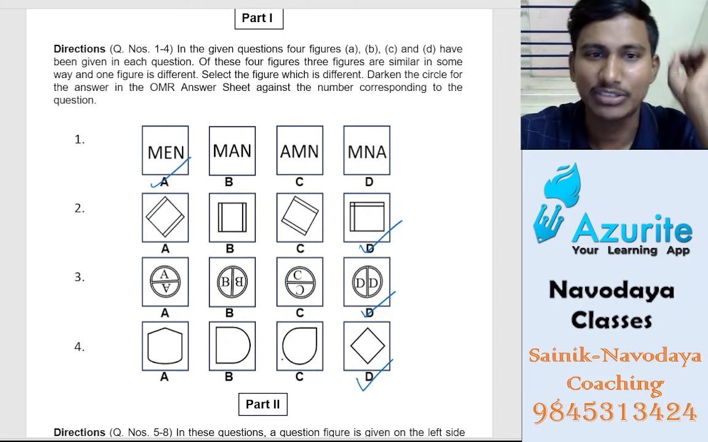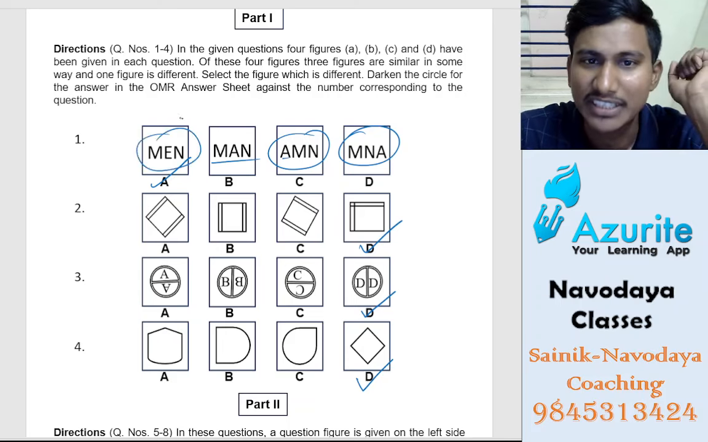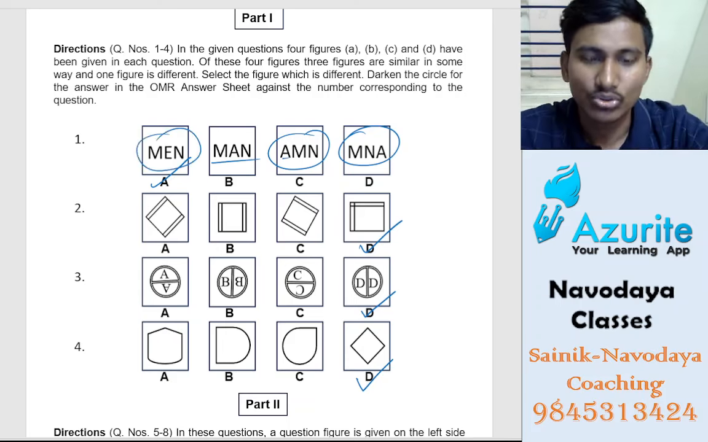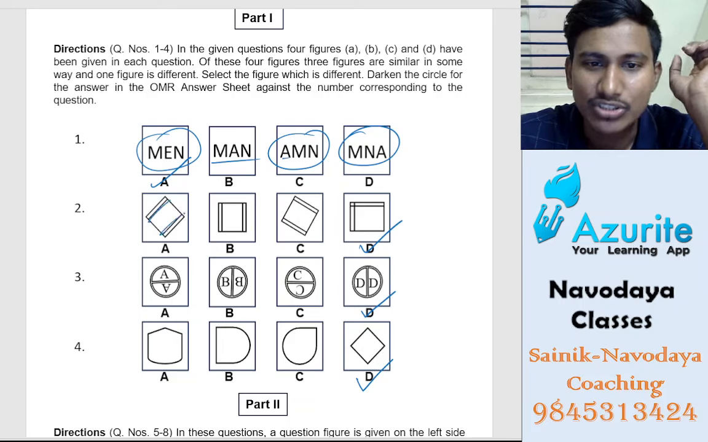I will explain one by one. So here it is all M-A-N, M-A-N, M-N-A. It is man, so that is why it is different. Second one, if you see, the lines are parallel to each other, but here it is intersecting. That is why it is different.